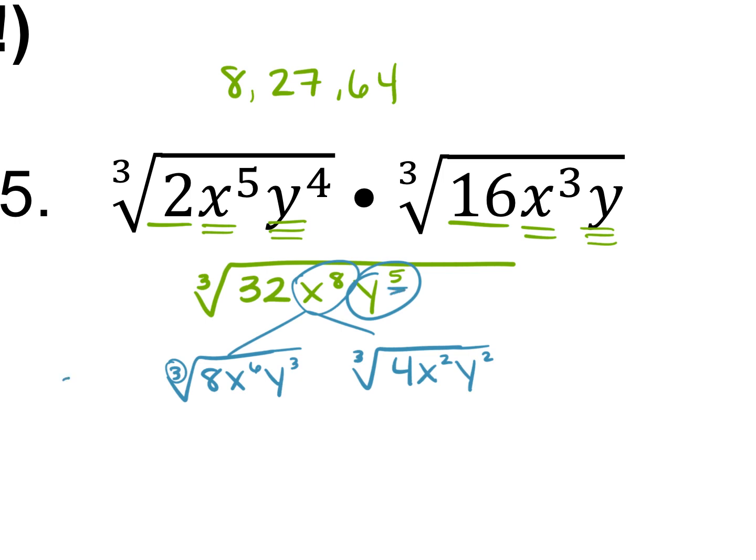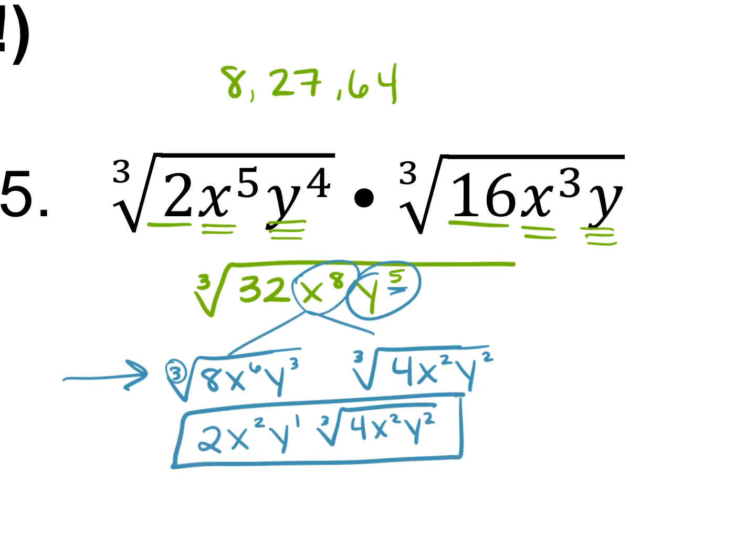And now you take the cube root of that left side. So the cube root of 8 is 2. The cube root of x to the 6th, so 6 divided by 3 is 2. And then y to the 3rd, 3 divided by 3 is y to the 1st. And then you have the cube root of 4x squared y squared. So this is your simplest answer. You don't need the 1, so you could just ditch that one if you don't like it there. But that will be your answer.